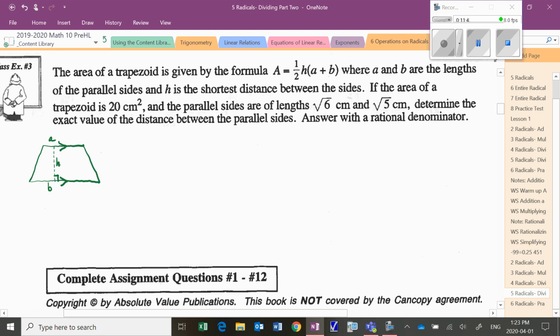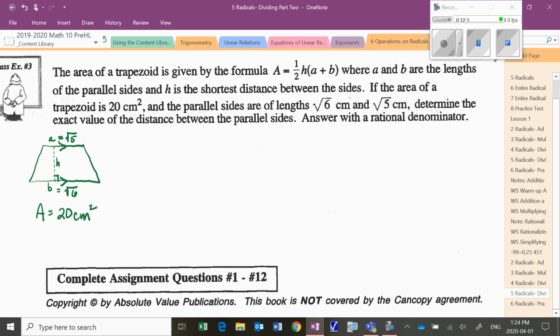So it tells us that the area is 20 square centimeters. The parallel sides are root 6 and root 5. So I'll make a equal to root 5 and b equal to root 6. And we've been told that the area is 20 square centimeters. So it's asking for the exact value of the distance between the parallel sides, which is of course our height.